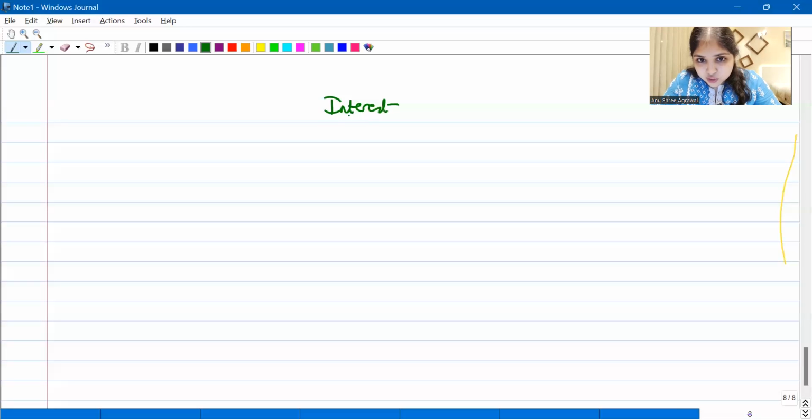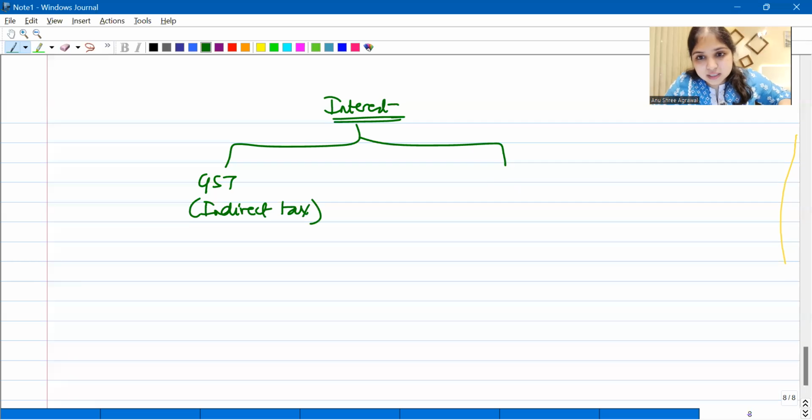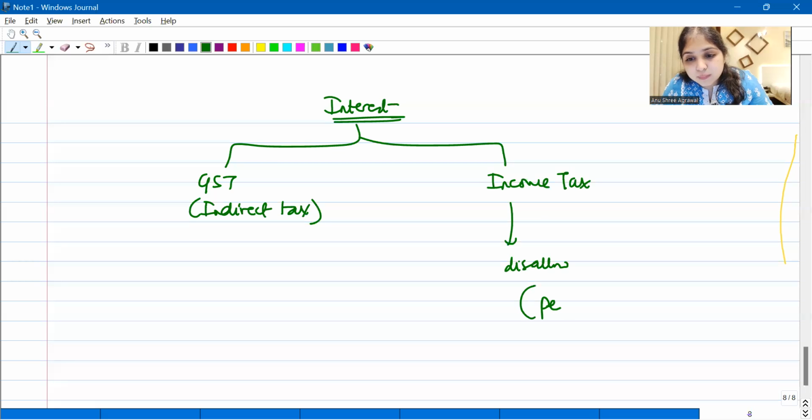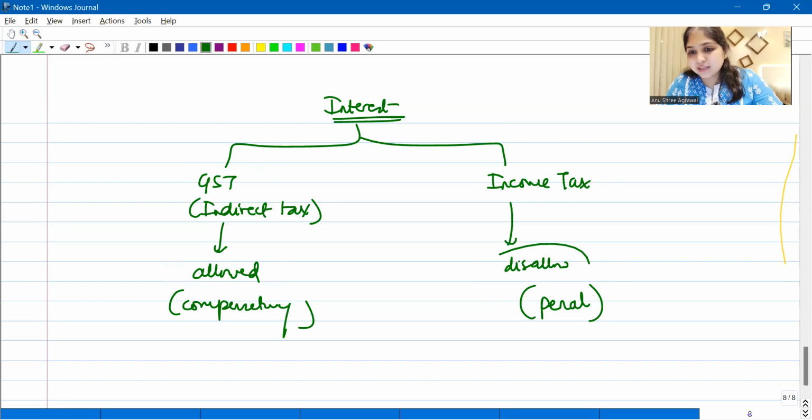Whenever you pay interest, just 2 minutes it will take, listen to me. You will see whether this interest relates to GST or any other indirect tax, or whether it relates to income tax. Income tax interest, for example, is under sections 234A, B, C, and interest for late payment of TDS. If it is income tax related interest, you will always disallow it because it is considered penal in nature. But if it is GST related interest, it will always be allowed because we consider it compensatory in nature. So GST interest is allowed, income tax interest is disallowed.